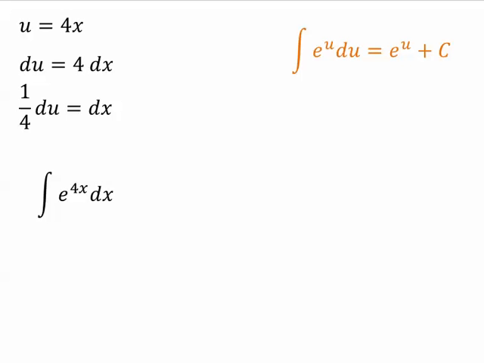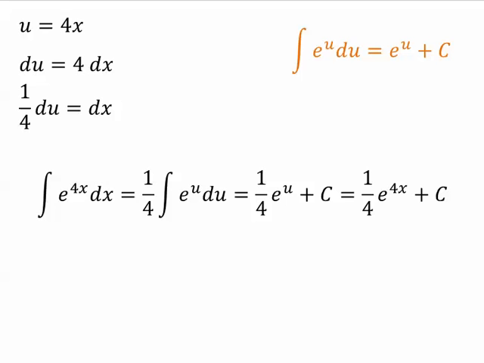Make your substitutions. After you make your substitutions, now the antiderivative of e to the u is e to the u. Remember to substitute back.